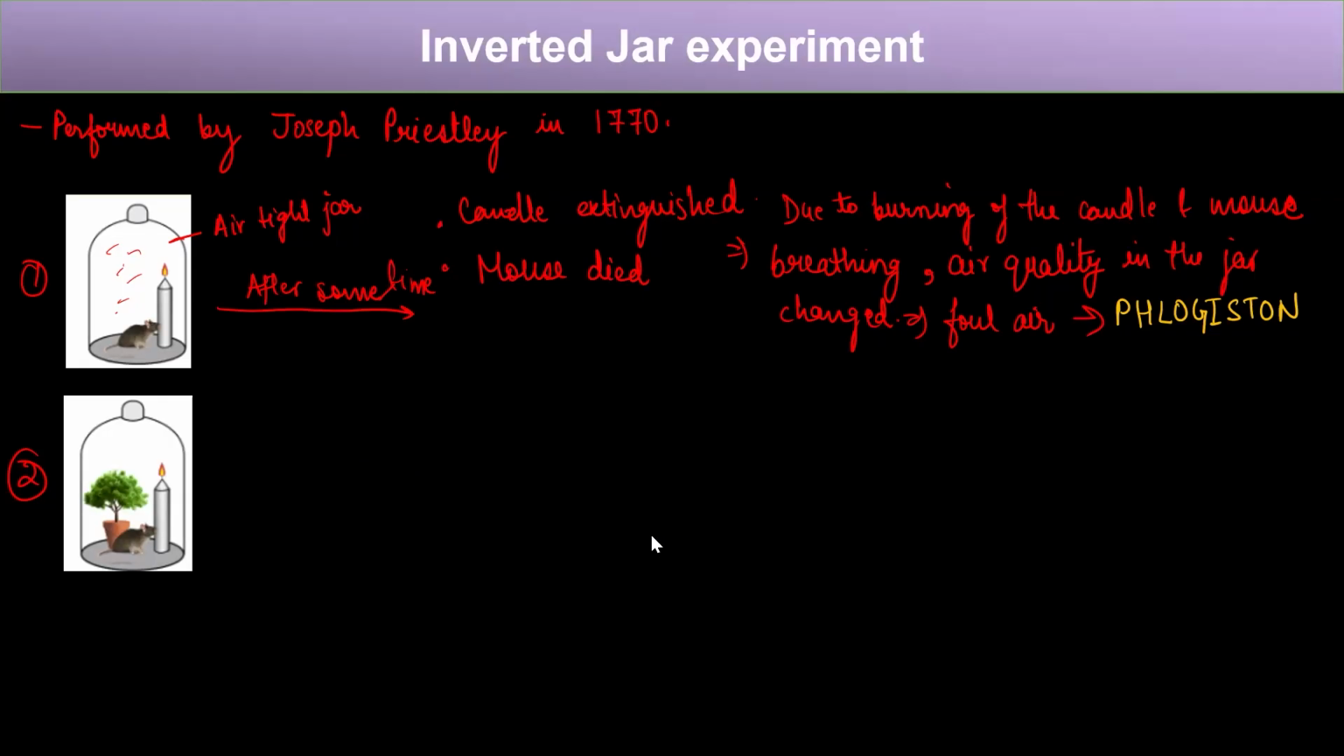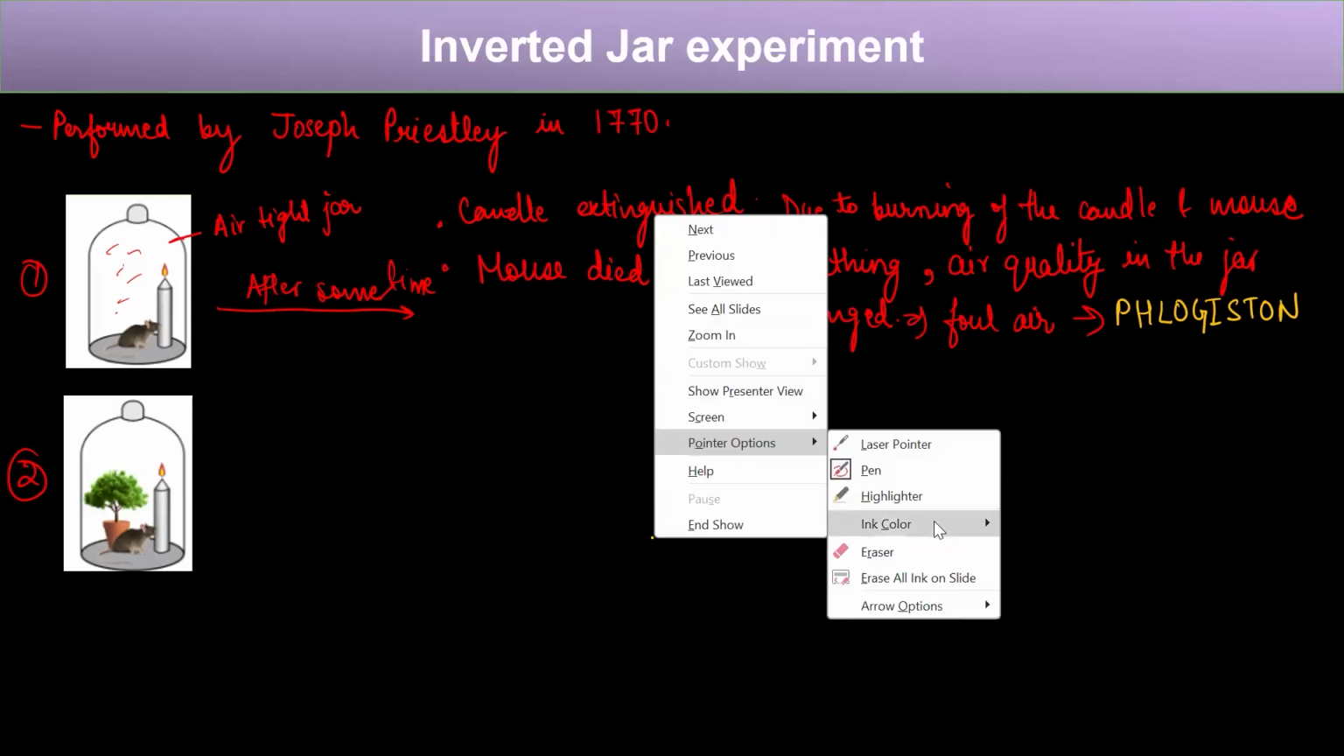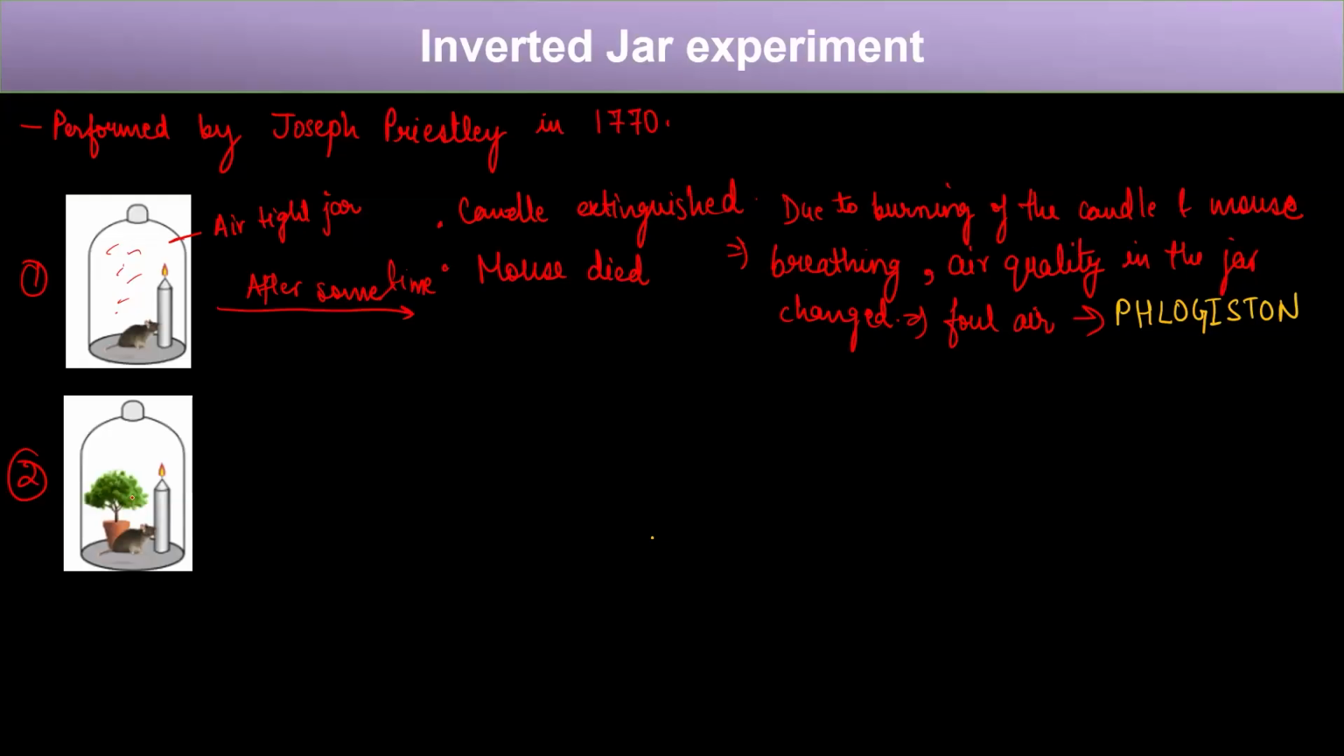This was his observation based on the first experiment. Then he performed the second experiment, in which he took the same setup, but made one change. The change was that he kept a mint plant inside. So along with the candle and the mouse, he also kept the mint plant inside this airtight gas jar.